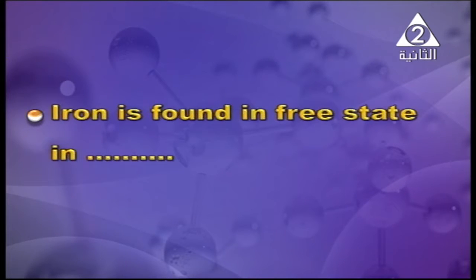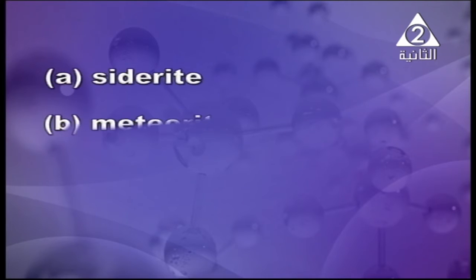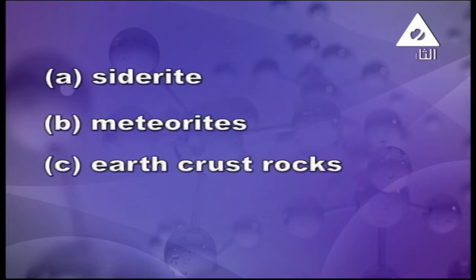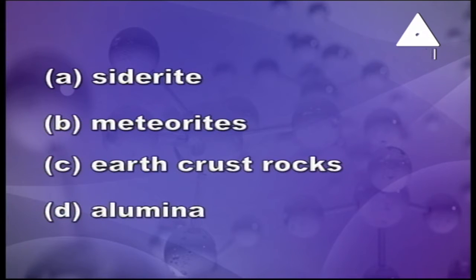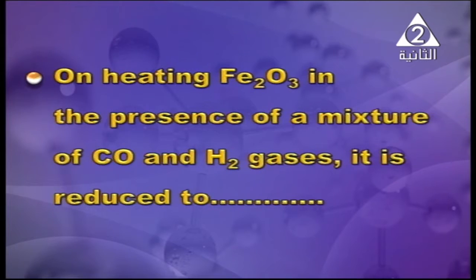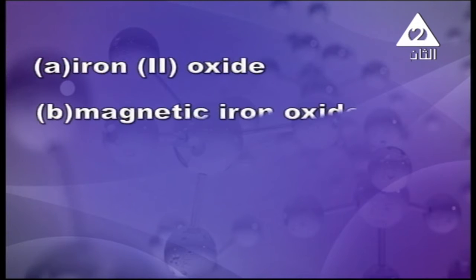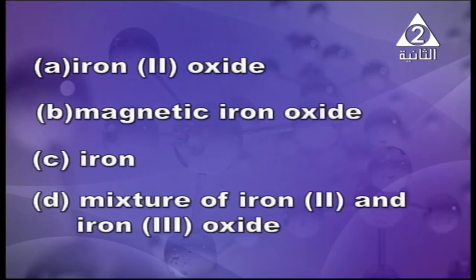Next point. Iron is found in free state in what? Siderite, meteorites, Earth's crust rocks, alumina. If you think about it, yes, it will be meteorites. Next point. On heating iron 3 oxide in the presence of a mixture of carbon monoxide and hydrogen gas, it is reduced to what? Iron 2 oxide, magnetic iron oxide, iron, mixture of iron 2 and iron 3 oxide. If you think about it, yes, it will be iron.